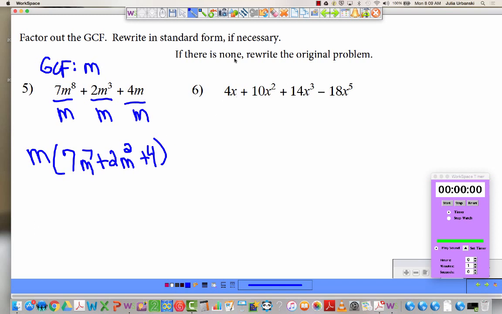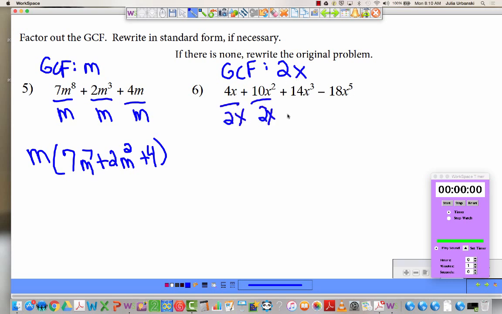Number 6, the very first thing you have to do is figure out what the GCF is. 4, 10, 14, and 18. What's the biggest number that can go into all of them? Just 2. Good. The 4 doesn't go into all of them. Variables. X, x squared, x3, x to the 5th. Just x. Good. The smallest one. So divide everything by 2x.